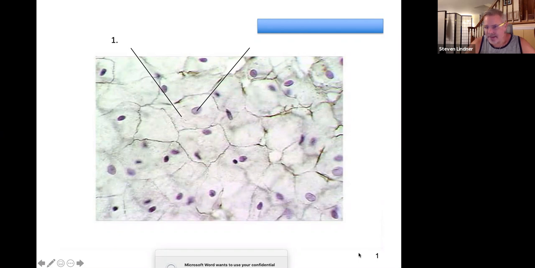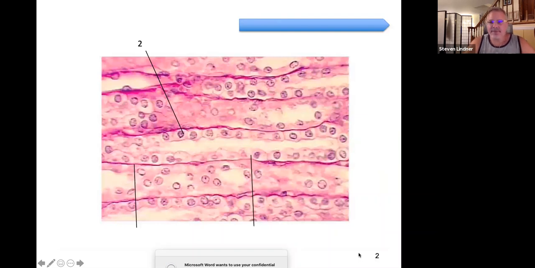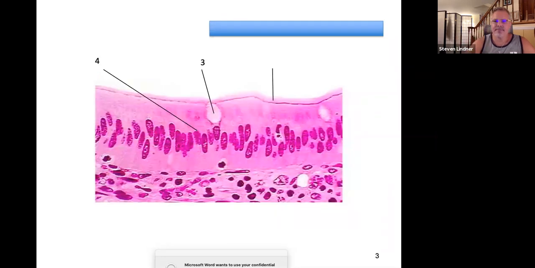Give you a second, you'd look at it, you'd say it's flat, irregular shaped, simple squamous epithelium. Say the whole thing, simple squamous epithelium. Not just squamous epithelium. What type of tissue? Okay, you have to look at it, find the lumen, look at the shape of the cell, how many layers, right? Those are the questions. What type of epithelium? Simple cuboidal epithelium. Name the epithelium.